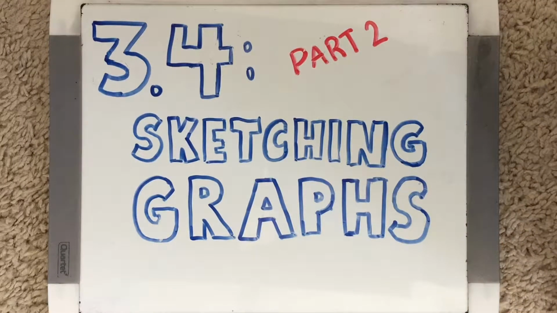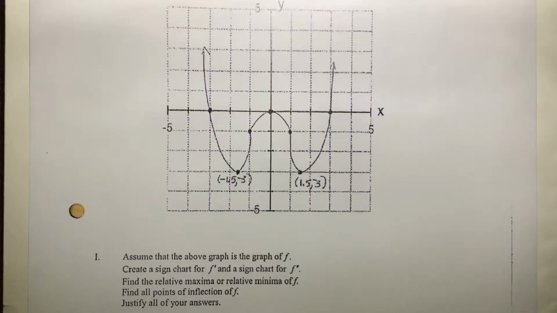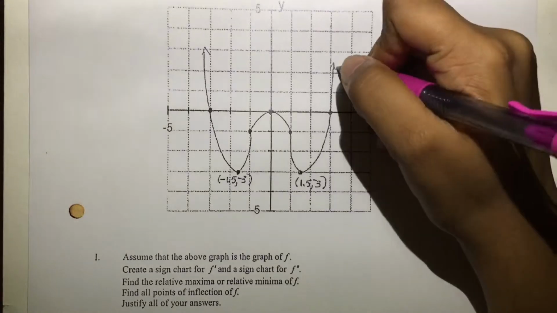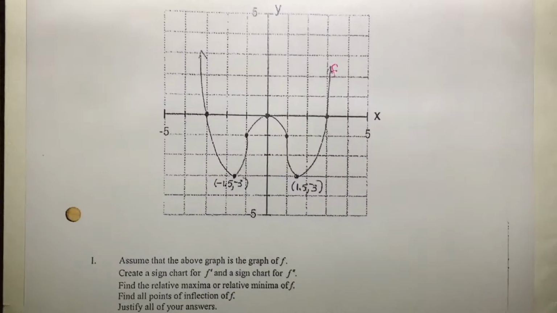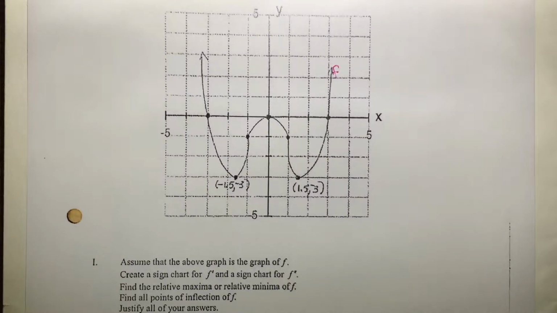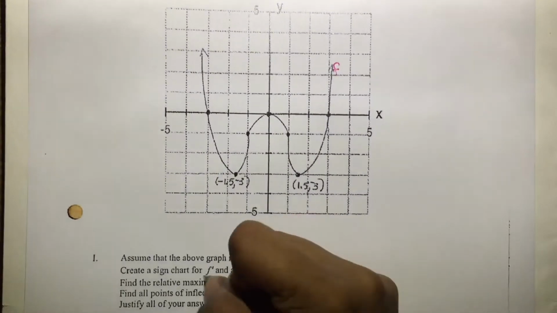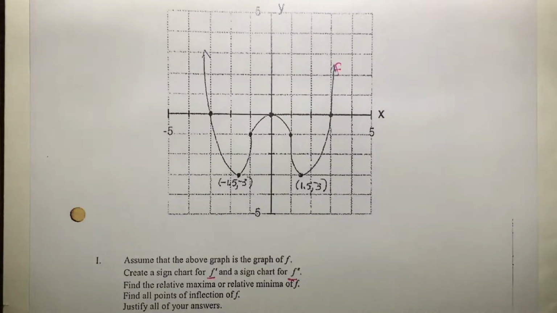3.4 Part 2, Sketching Graphs. Let's first go over the sign chart activity. So to begin, we must realize that this graph is the graph of f. And our first task is to draw sign charts for both f prime and f double prime.